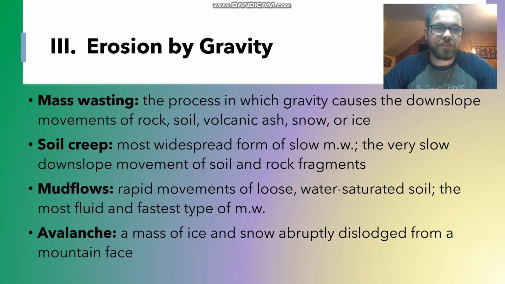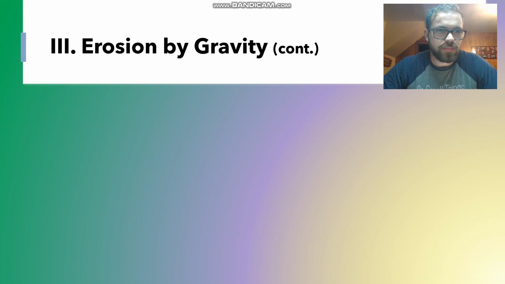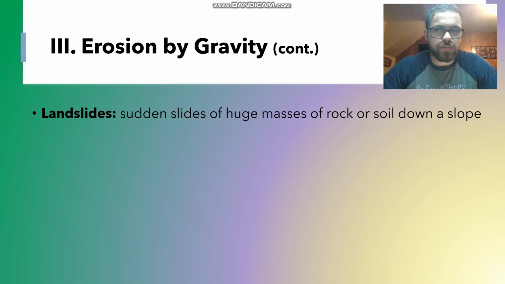An avalanche then is very much the same thing, except with snow and ice instead of water-saturated soil. So massive ice and snow abruptly dislodge from a mountain face. I think you guys know what an avalanche is, and it's probably one of the things you've heard about more.